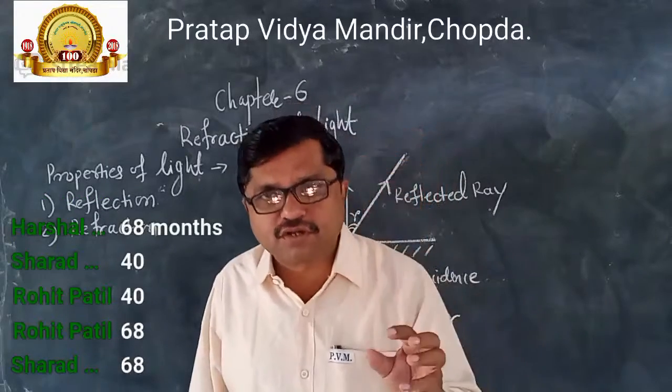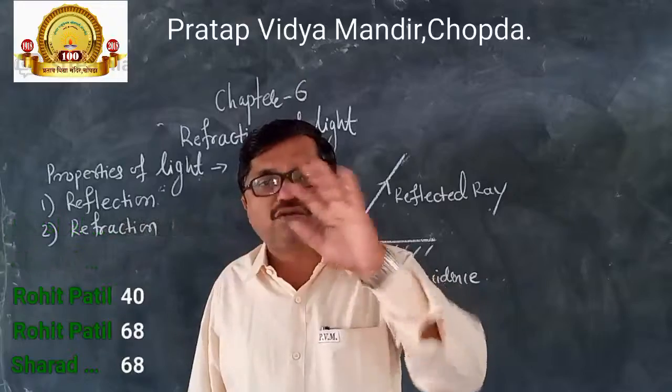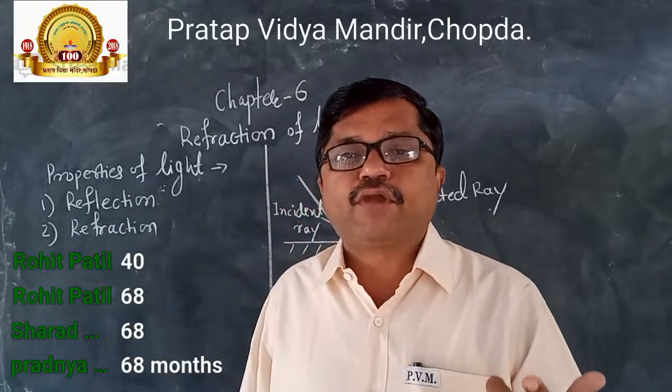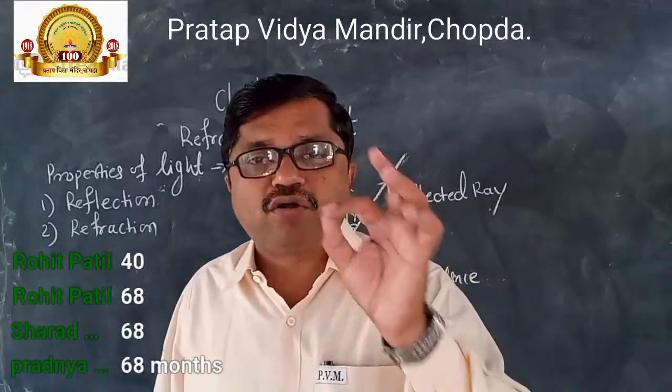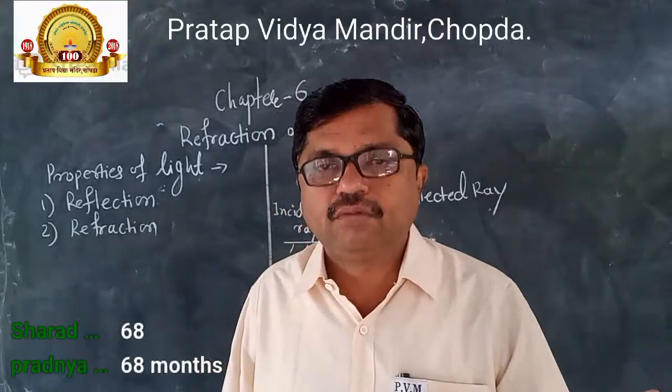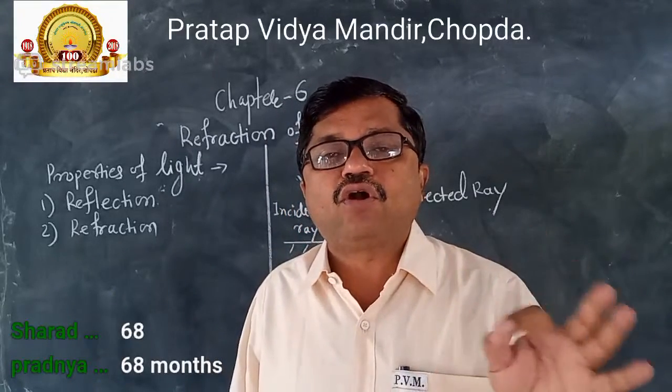Opaque means a substance through which we cannot see. Why can we not see? Because light cannot pass through it. Because light cannot pass.